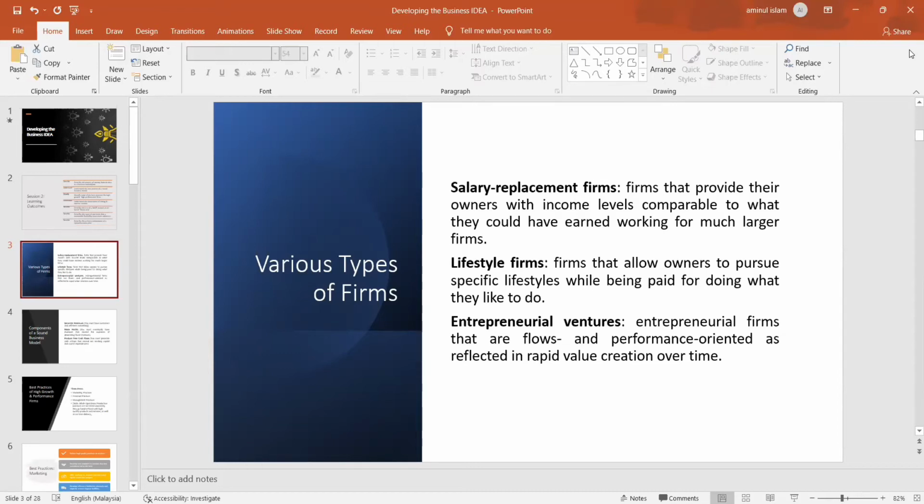Okay, so these are the three types of firms that you look at. Do not get confused with the other three kinds of firms: sole proprietorship, partnership, and corporation. Those are the industrial firms that you look at. But here we are looking from the perspective of entrepreneurship, from the perspective of an entrepreneur starting with new ventures.